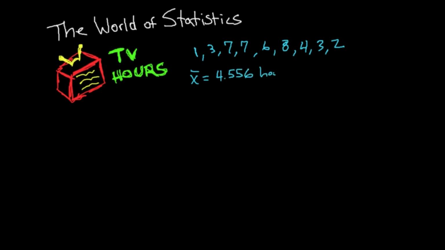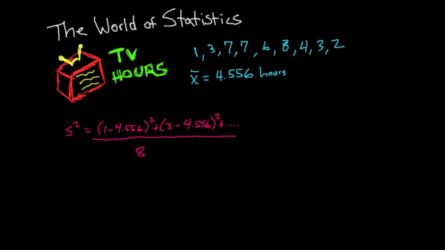So that's how many hours on average students are watching on campus in a given week. And let's go ahead and use both formulas to calculate our s squared. So in the first formula, we would take 1 minus 4.556 squared plus 3 minus 4.556 squared, and we would keep doing that. And once we get that final number, we're going to divide by 8.